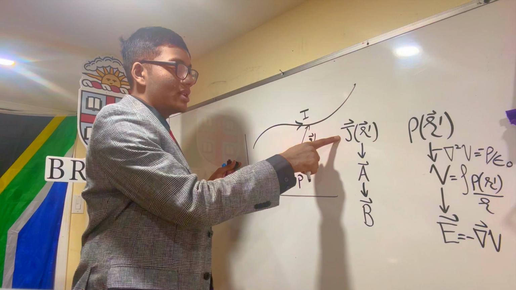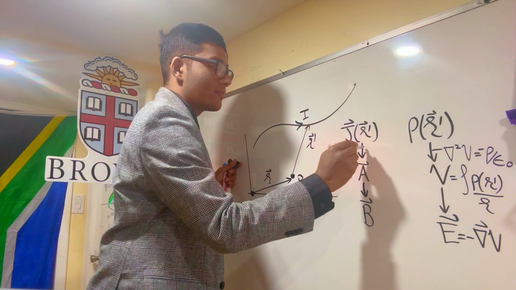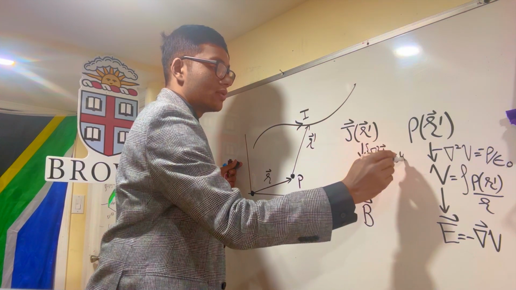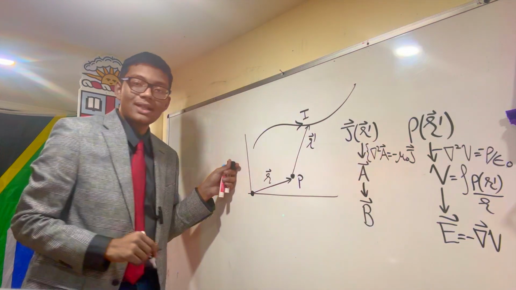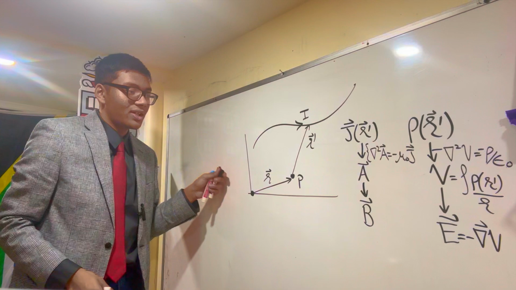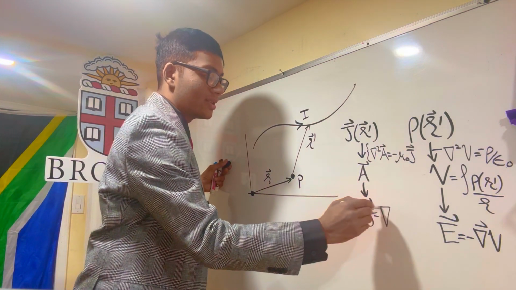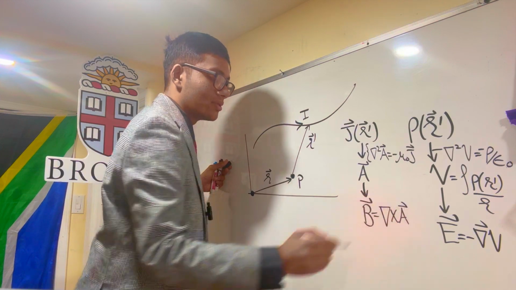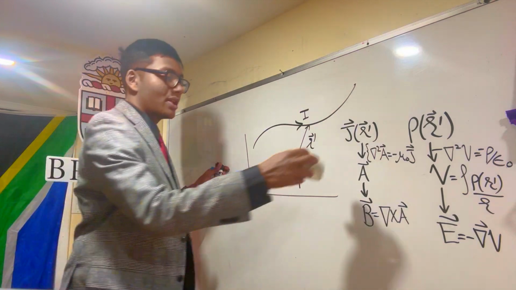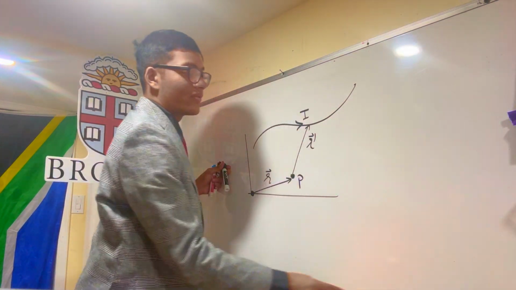You start with some current distribution. You can find the magnetic vector potential by solving Laplace's equation for the magnetic vector potential now. So this is Laplace's equation for the magnetic vector potential. Once you get the magnetic vector potential, you can find the magnetic field by just taking the curl. So that's the basic idea. Now, how do you actually put that into practice? You put that into practice by using the Biot-Savart law.